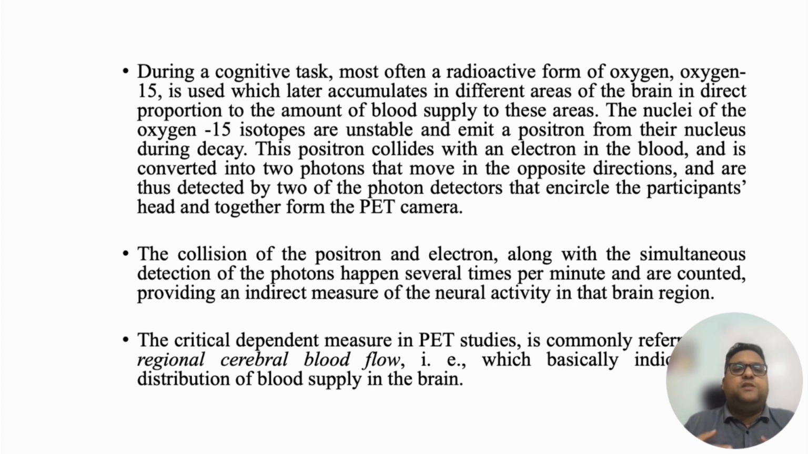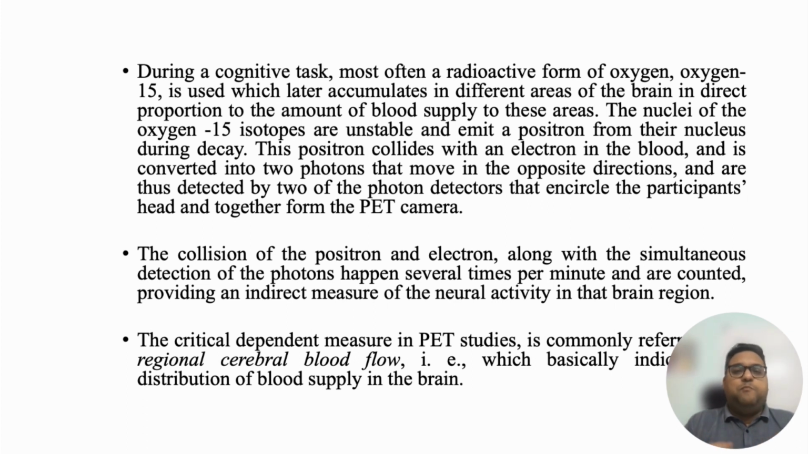Once these isotopes have reached the different areas of the brain, the nuclei of these oxygen-15 isotopes start emitting a positron from their nucleus during decay. This positron collides with an electron in the blood and is converted into two photons which move in opposite directions. These photons are detected by the PET camera.